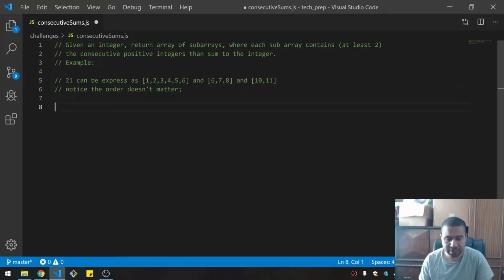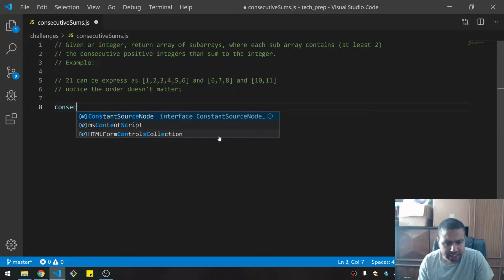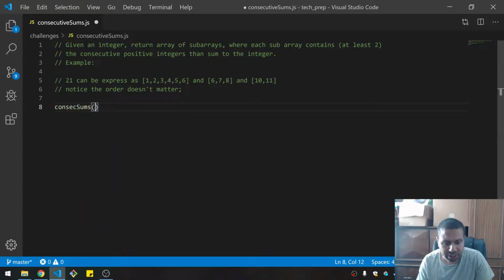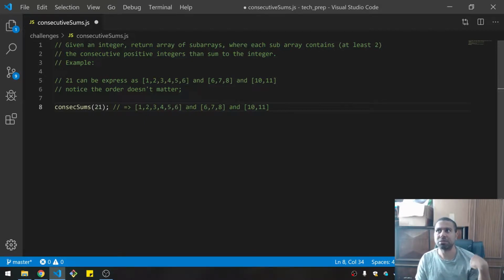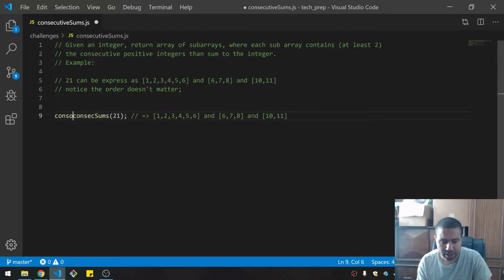So for example, I think I want to write my test out now. My consec sums function on 21 should return these three, because they all add up. And I notice that the 6 here is used twice, so you cannot eliminate a number just because it's been used already. So I'm going to console log this just to get that working already.